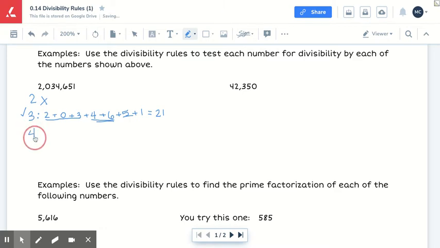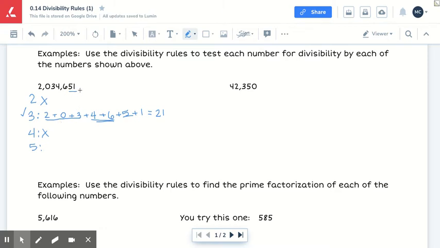All right, now for 4. 4 says we're supposed to use the last two digits of the number. So if the last two digits makes a number that's divisible by 4, then the entire number is. Now, actually, if a number is not divisible by 2, it can't be divisible by 4 either.